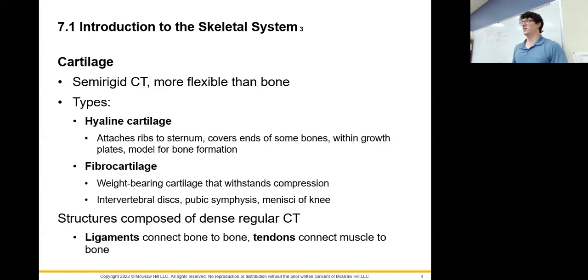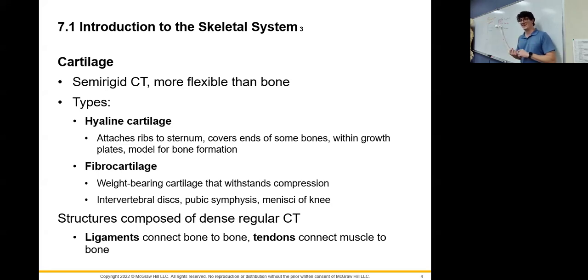Now, in the cartilages, we have two primary types in the skeleton. We have a third, which is elastic cartilage, which we're going to find in some other places. But in the skeleton, we're going to find two primary types of cartilage. These are hyaline cartilage and fiber cartilage. Hyaline cartilage is very, very tough. It's very strong. This is what's going to be found covering the ends of all of our bones. Anytime two bones are going to come together, they're going to be protected by hyaline cartilage.